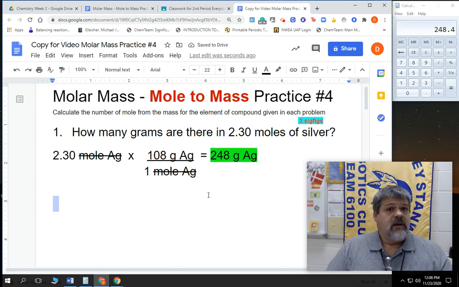It was just an element. The rest of them are about compounds, so we have to figure out the molar mass of each one of those compounds.